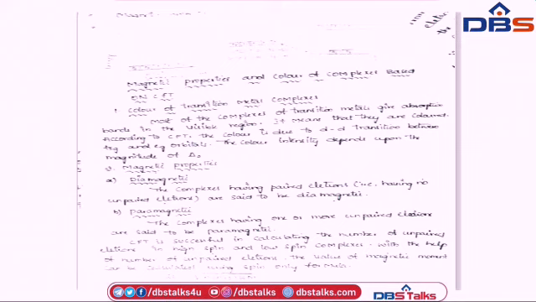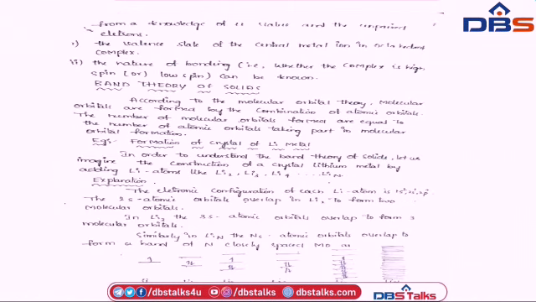The value of the magnetic moment can be calculated using the spin-only formula. That is very important. From knowledge of the magnetic moment value and the number of unpaired electrons, the valency state of the central metal ion in an octahedral complex can be found. And another important point: the nature of bonding, whether the complex is high spin or low spin, can be known.